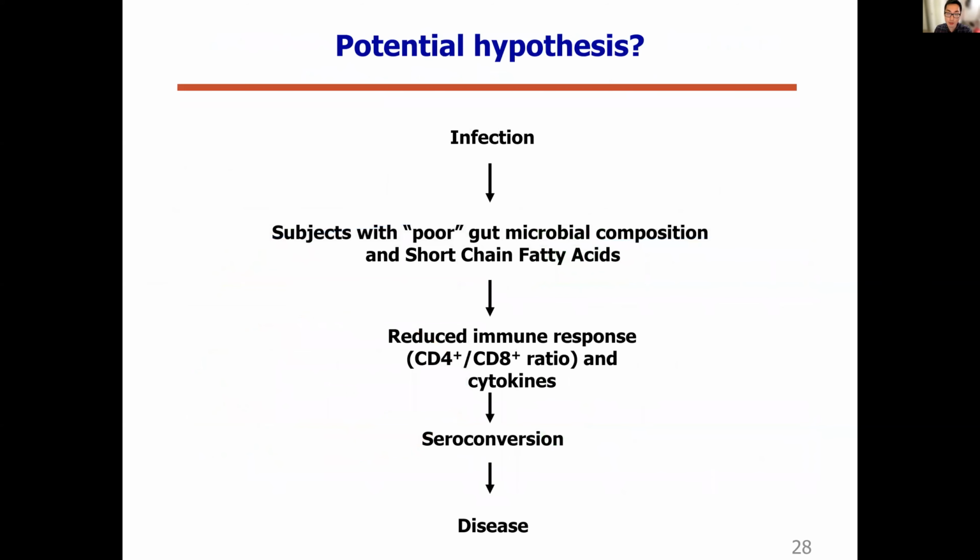So this is what we propose out of these real data sets. Here is a potential hypothesis we proposed. Basically, the chance of getting infected relies on whether the subject has a poor gut microbial composition and short-chain fatty acid products. If so, this will lead to a reduced immune response, such as the CD4-CD8 ratio and cytokines respectively. These patients will be exposed to seroconversion with a higher chance, and at the end of the day, it will lead to a higher chance of acquiring the disease. So this is the potential hypothesis we form based on what we find.